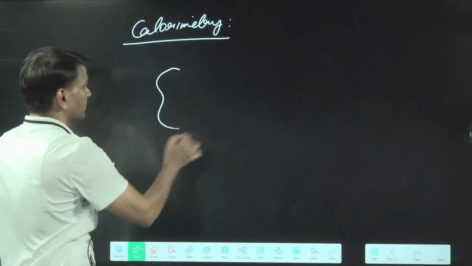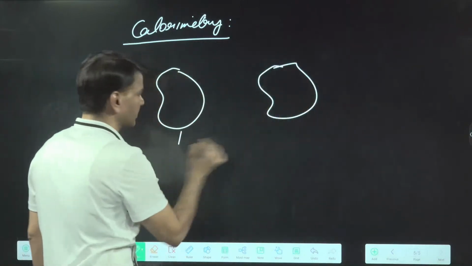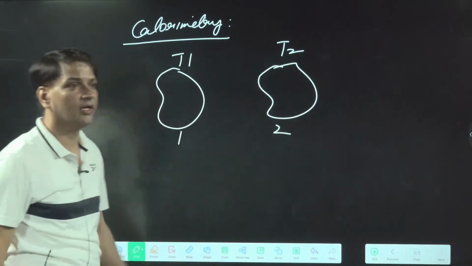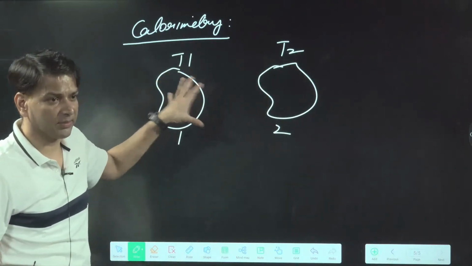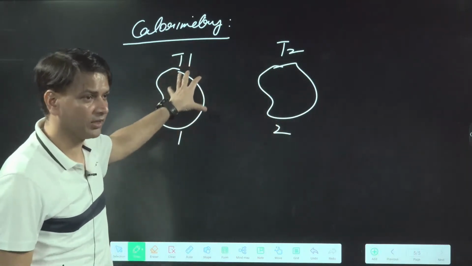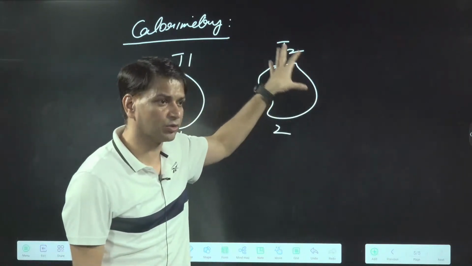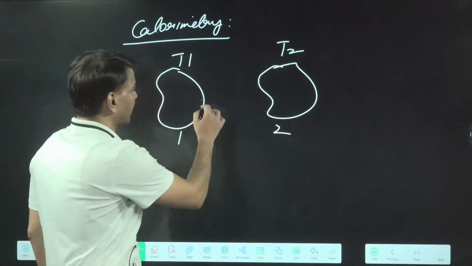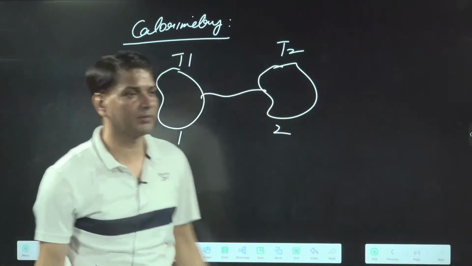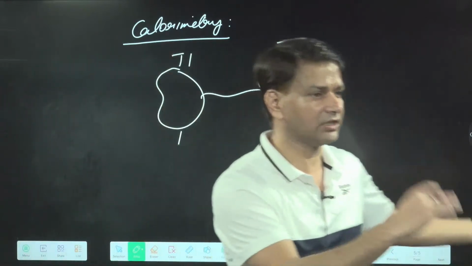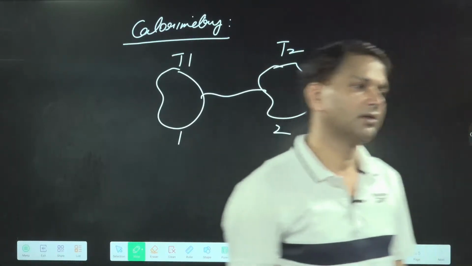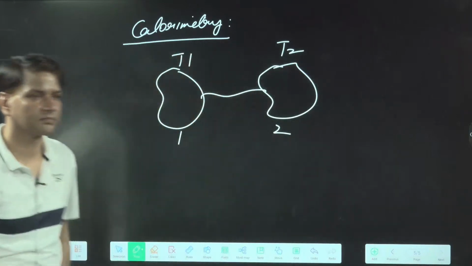Like suppose you are taking one body, this is 1, this is 2. Its temperature is T1, its temperature is T2. So this body has some energy due to the temperature T1, and this body has some energy due to the temperature T2. So this is the thermal energy. If I put them in contact, the energy will transfer from high temperature to low temperature. That energy is the heat.